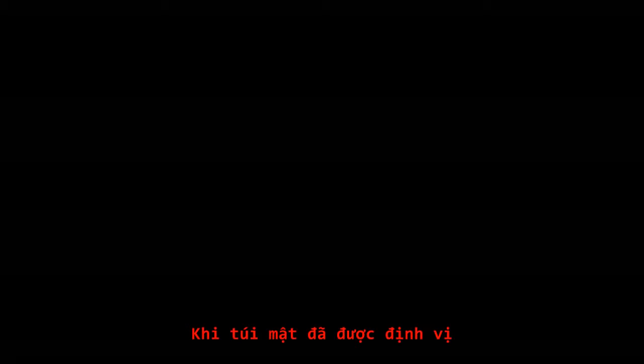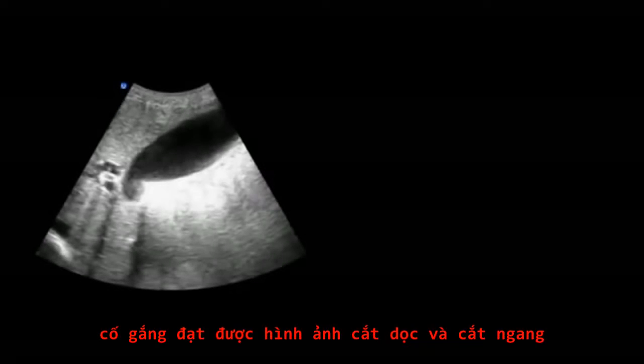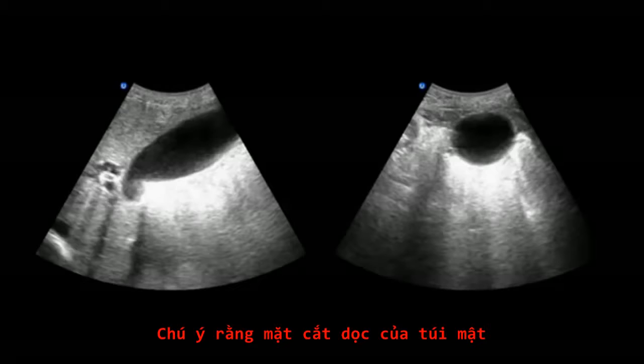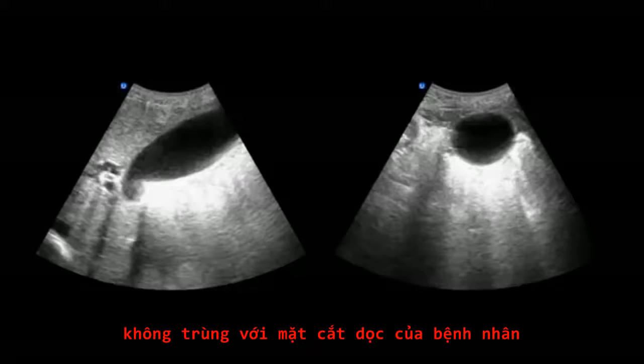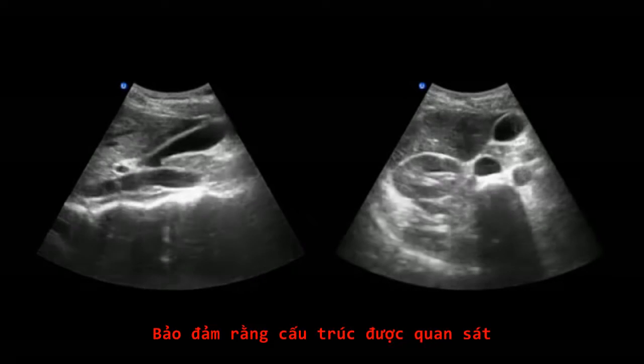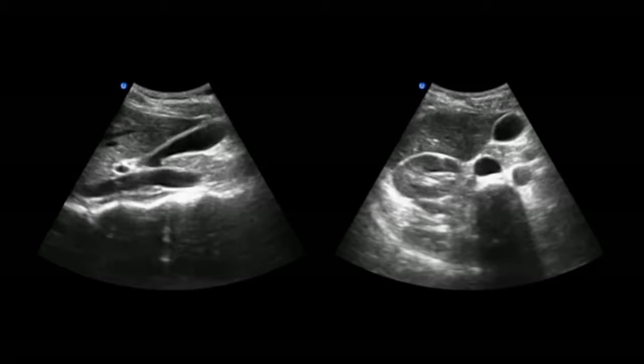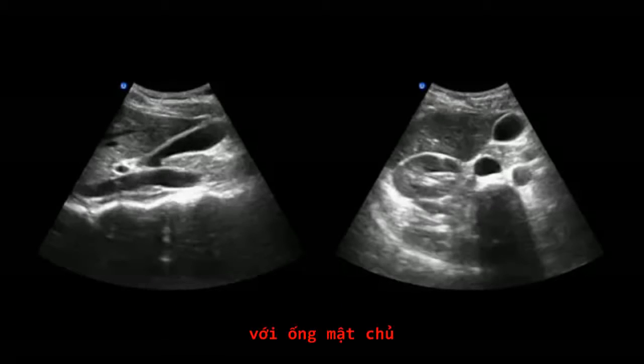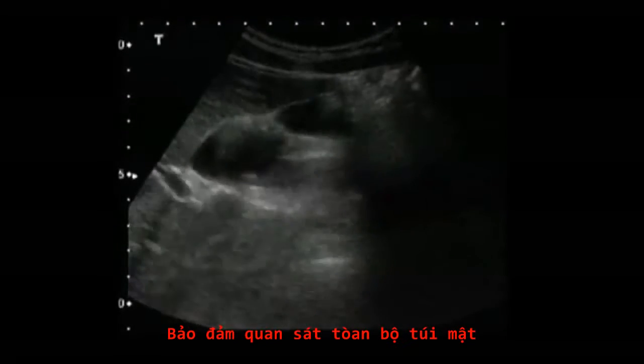Once the gallbladder is located, attempt to obtain a longitudinal view and a transverse view. Note that the longitudinal view of the gallbladder may not be in the longitudinal plane of the patient. Be sure the structure visualized is the gallbladder and not bowel or cyst by visualizing connection of the structure to the common bile duct. Be sure to scan through the entire gallbladder by tilting the probe.